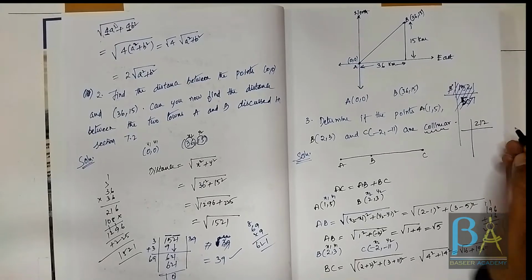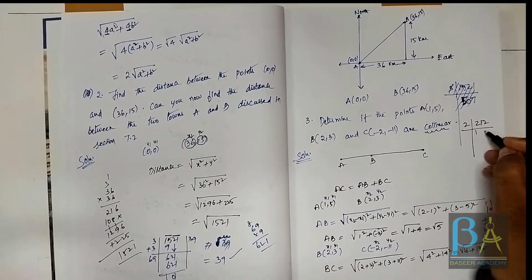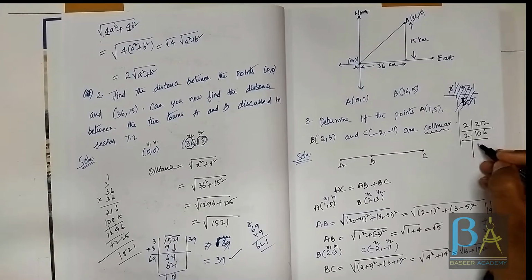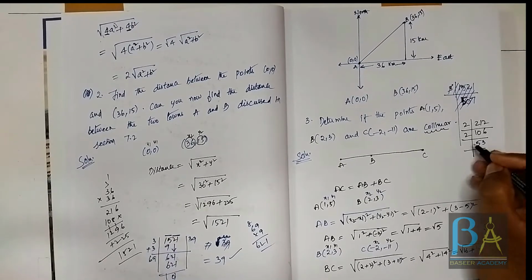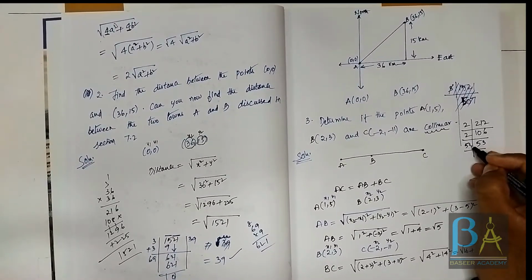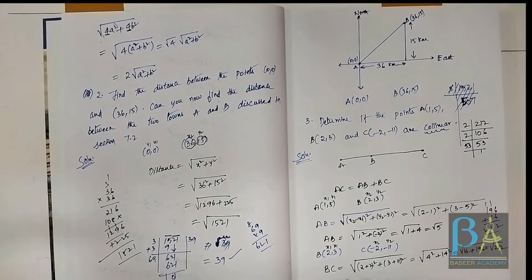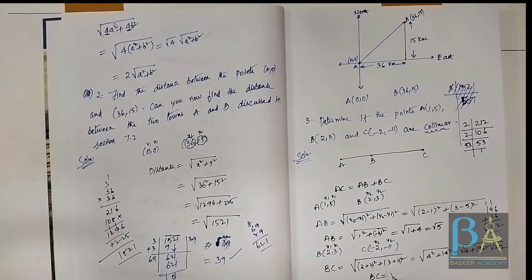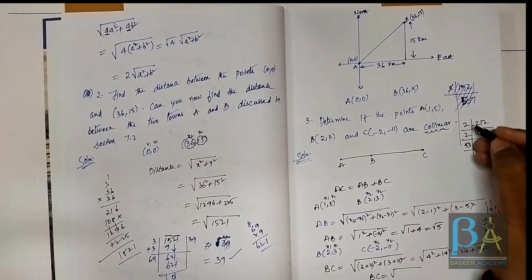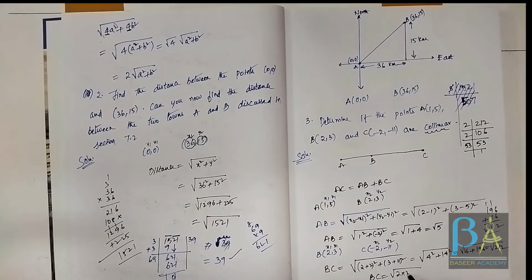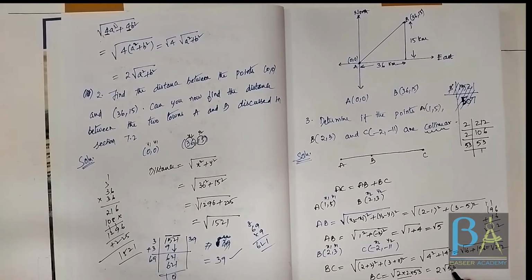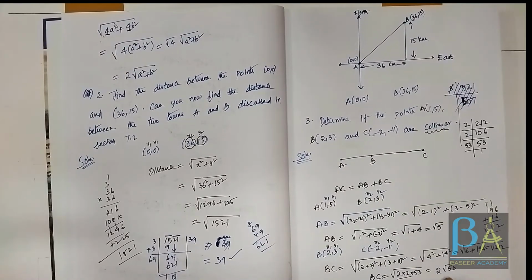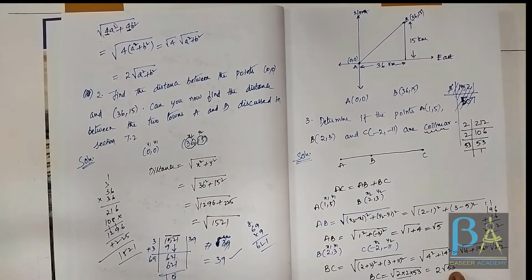Let me take the prime factorization of 212. 2 into 1 is 2, 2 into 6 is 12, 2 into 5 is 10, 2 into 3 is 6. 53 is a prime number, so obviously 53 into 1 is 53. So BC is the square root of 2 into 2 into 53. Out of these two same numbers, I can take one number outside the square root, and inside the square root I have this 53 remaining. So the distance between point B and point C is 2 root 53.